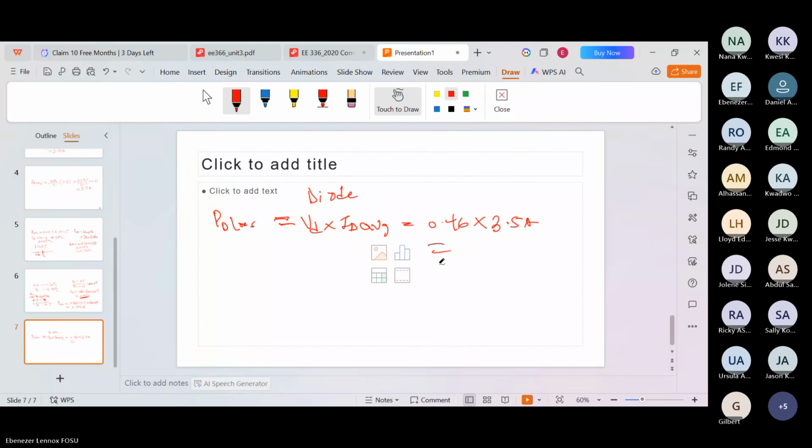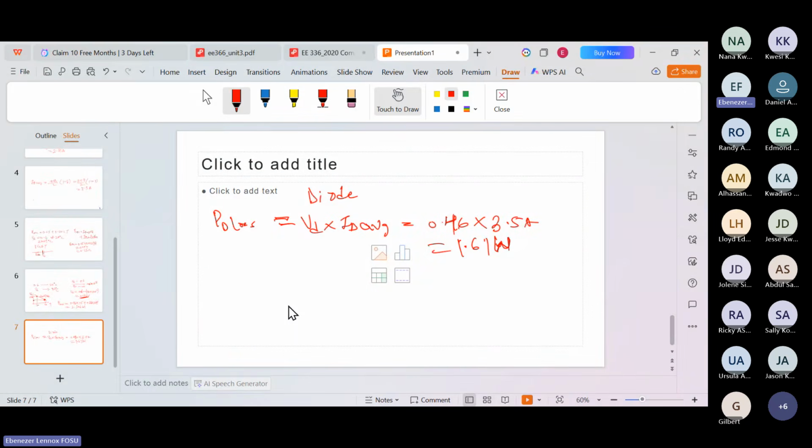So what are you getting? Are you getting 1.61 watts? Please, are we all getting this? Okay, so that is the C part of the question. You go to the D.